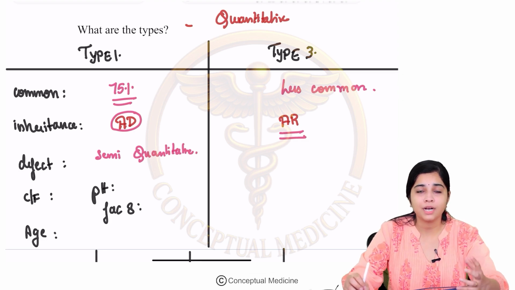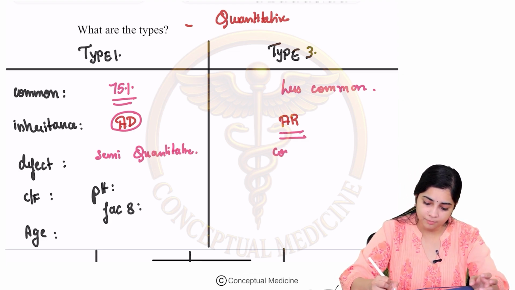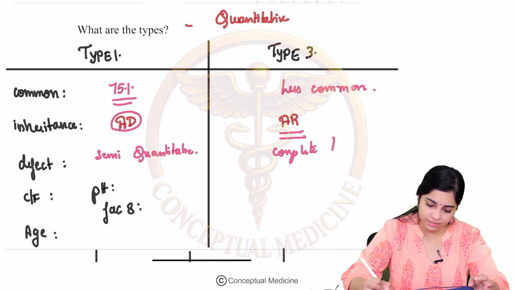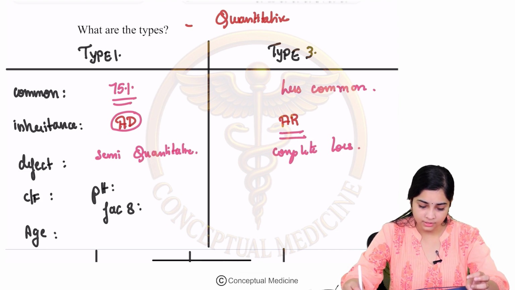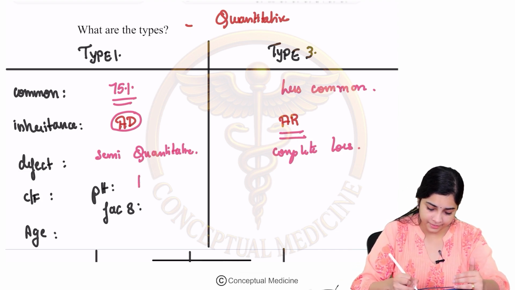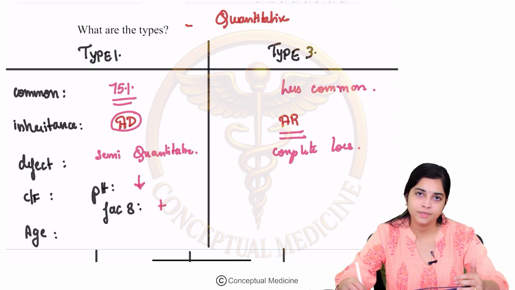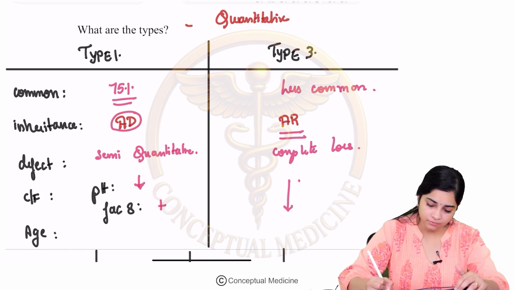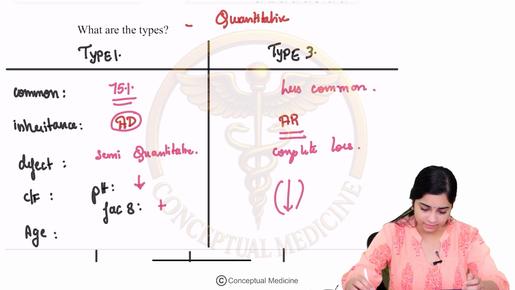Okay, so there is a partial quantitative defect of von Willebrand factor. Here you have a complete loss. There is a complete loss of your von Willebrand factor. So in this type 1, the platelets will be reduced in number, but factor 8 activity is usually normal, whereas in type 3 both will be reduced because there is a complete loss of von Willebrand factor.